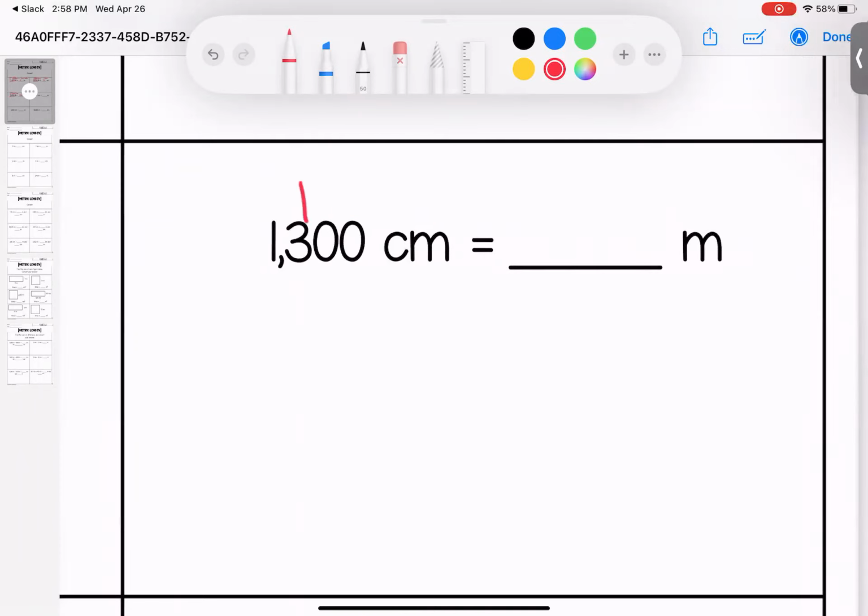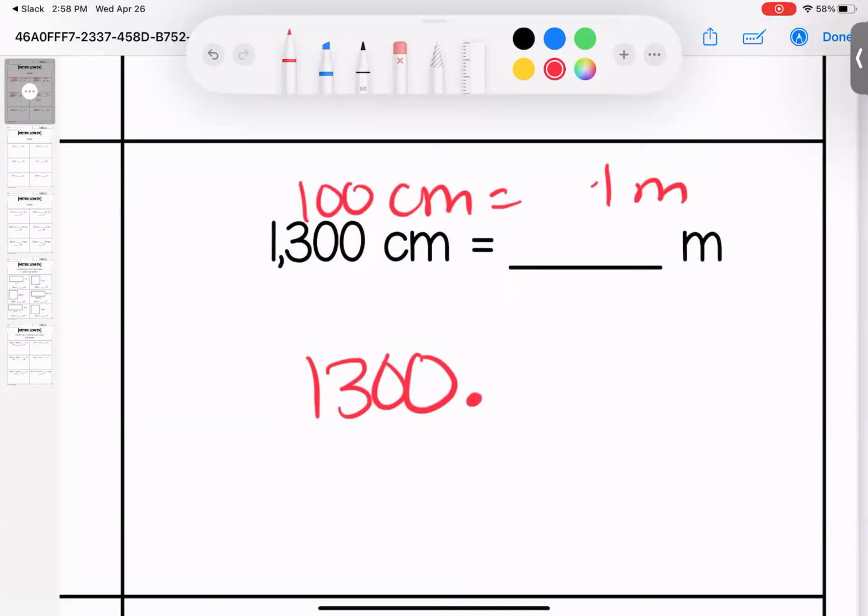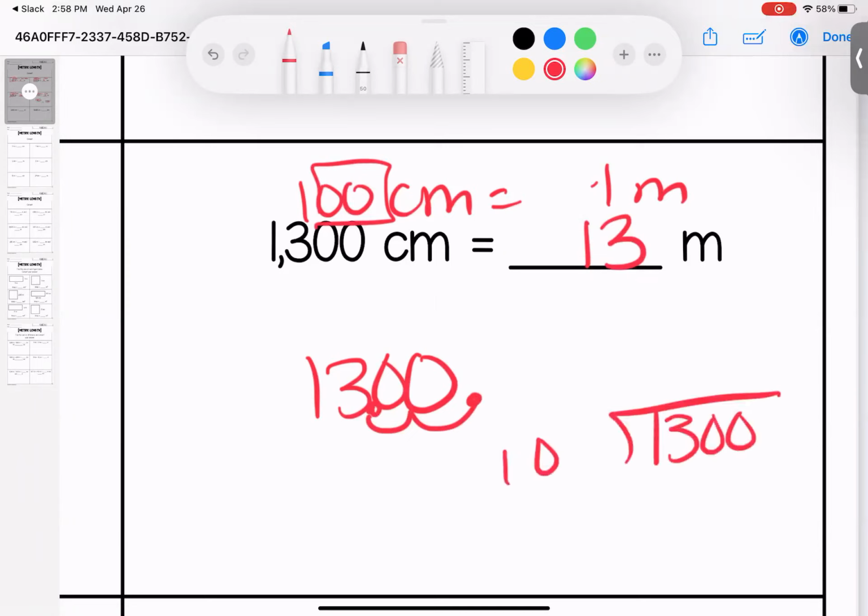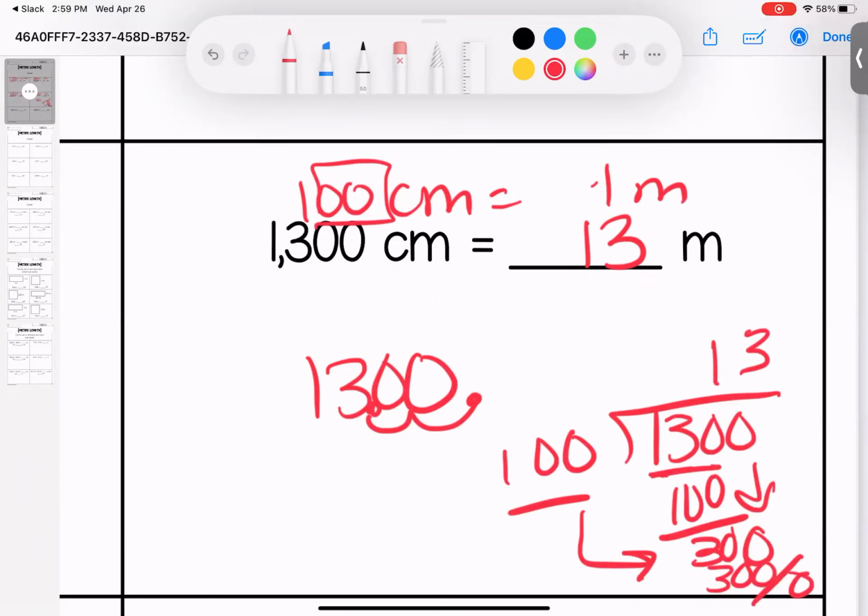There are 100 centimeters in 1 meter. If we're using our decimal trick, I'm dividing by 100, which means I'm moving that decimal twice, 13 meters. I could also set it up this way and say 100 doesn't divide into 1 or 3, but it does go into 130 one time. And it does go into 300 3 times. Use a strategy that works best for your style of thinking.